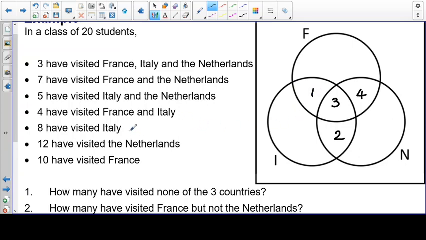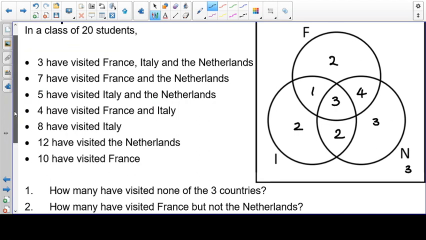8 have visited Italy, so all of this has to add up to 8, so that must be 2. 12 have visited the Netherlands, all of that has got to add up to 12, so that must be 3. And 10 have visited France, all of that's got to add up to 10, which means that must be 2. And then all of these have got to add up to 20, which means that must be 3.